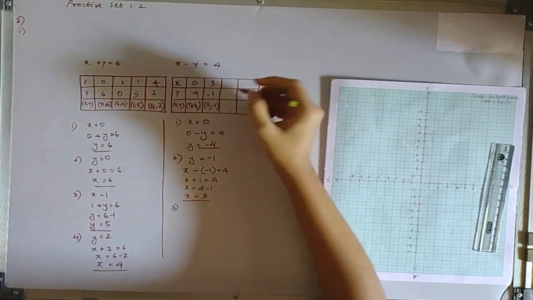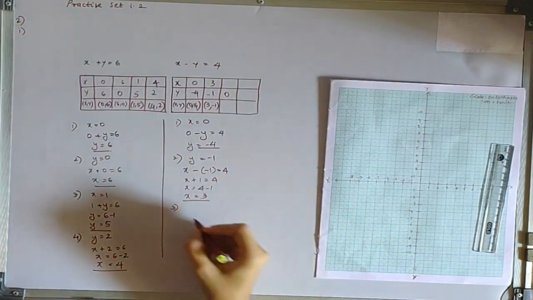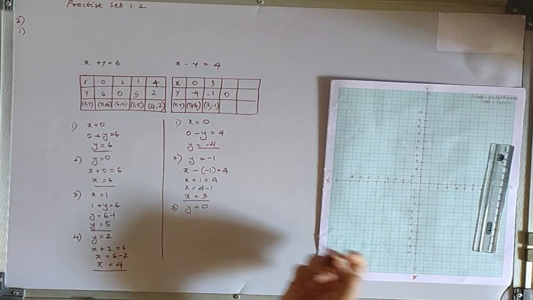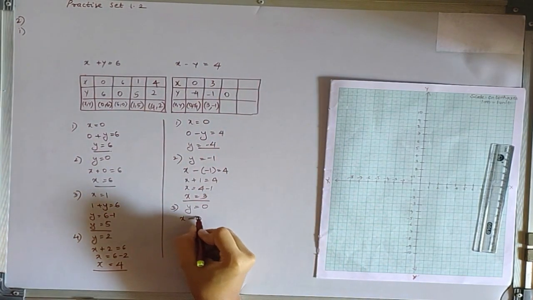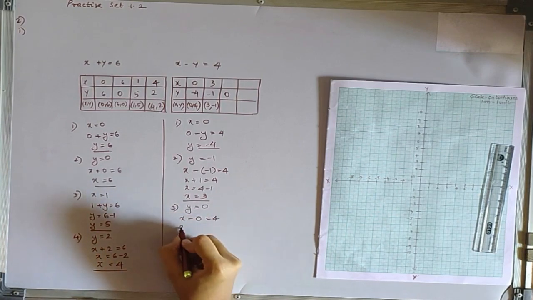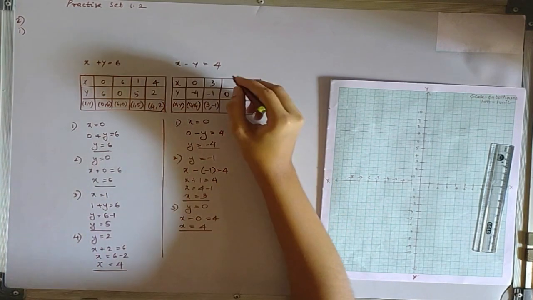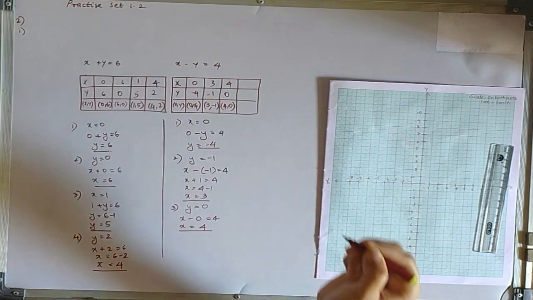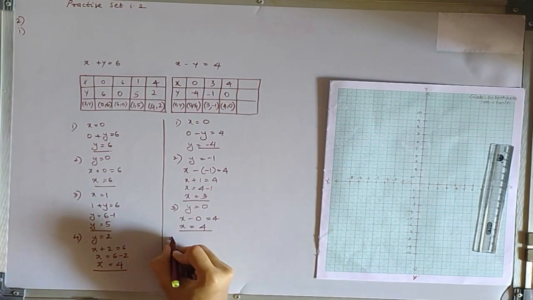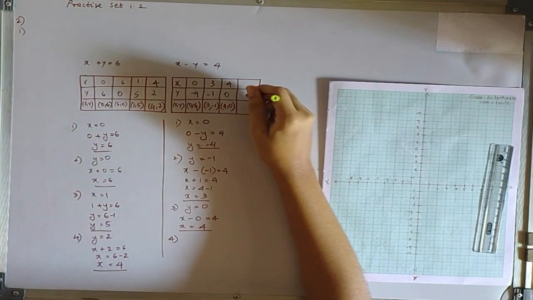Any value which comes to your mind. Suppose I put y is equal to 0. Next, what will you do? Substitute here: x minus 0 is equal to 4. So x comes out to be 4. So x comma y is 4 comma 0.